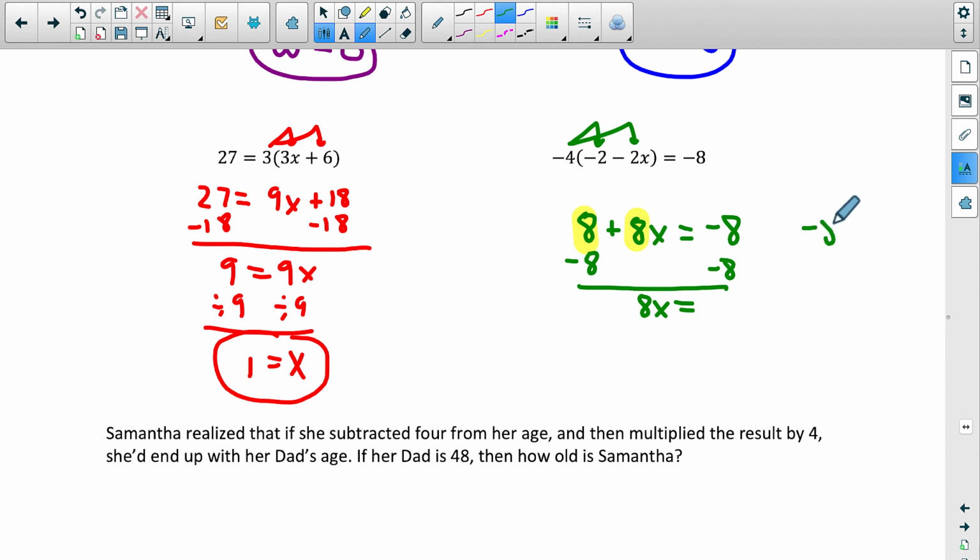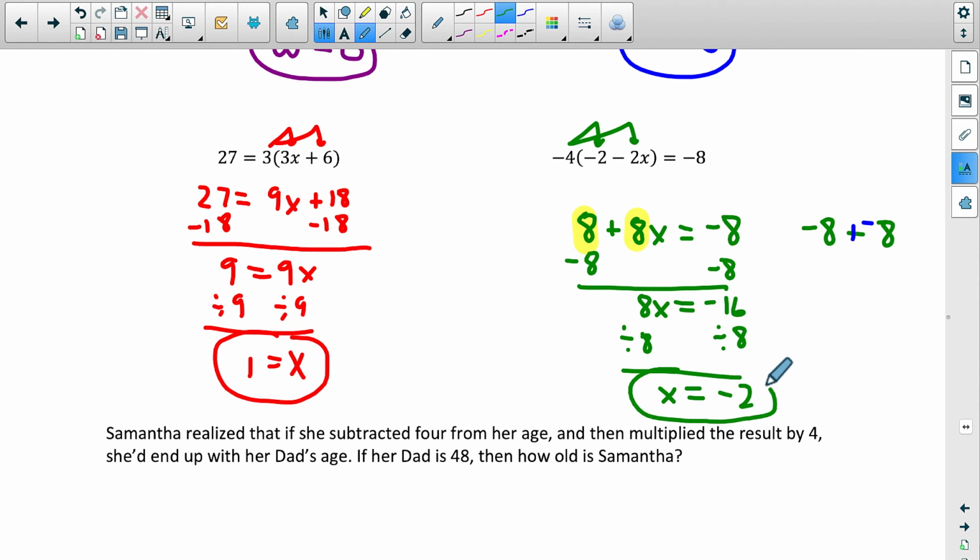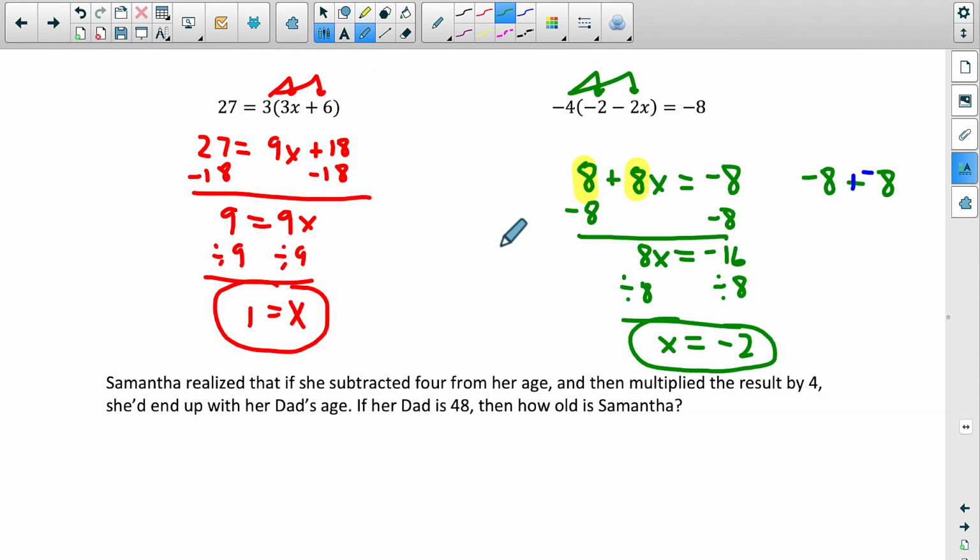This is negative 8, take away 8, but I like to add the opposite. You have 8 negatives and 8 more negatives. You have even more negatives now. You have 16 negatives. Last step, divide by 8. Since this is multiplying by 8, you got to get rid of it by doing the opposite operation, divide by 8. X equals. Negative divided by positive is a negative. 16 divided by 8 is 2. And we're done.